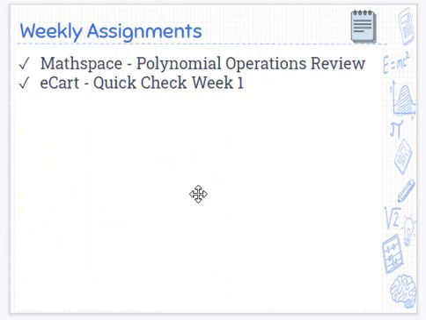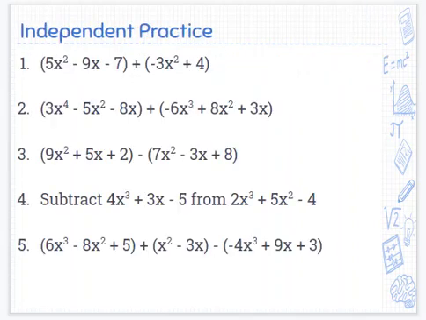Now, there's a math-based polynomial operations review, which will be posted. Also, there will be an e-cart quick check. And again, both of these assignments should be completed. And this is the way we can help you get feedback. And last but not least, you have additional independent practice on these 3 slides.